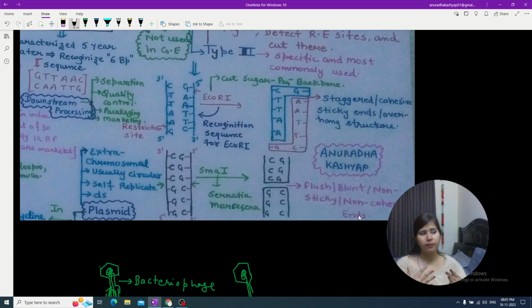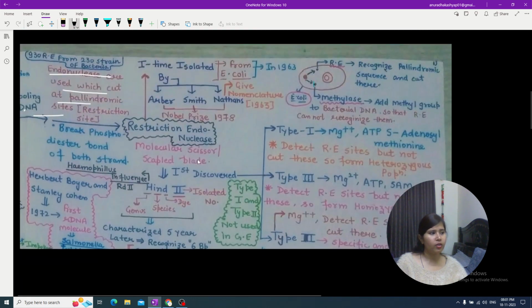That's why they are not much preferred. The much preferred restriction endonucleases are those enzymes which give a specific, staggered cut, which give sticky ends. So EcoRI is an enzyme which makes a staggered cut, but SmaI is not as much preferred. Here you can see.